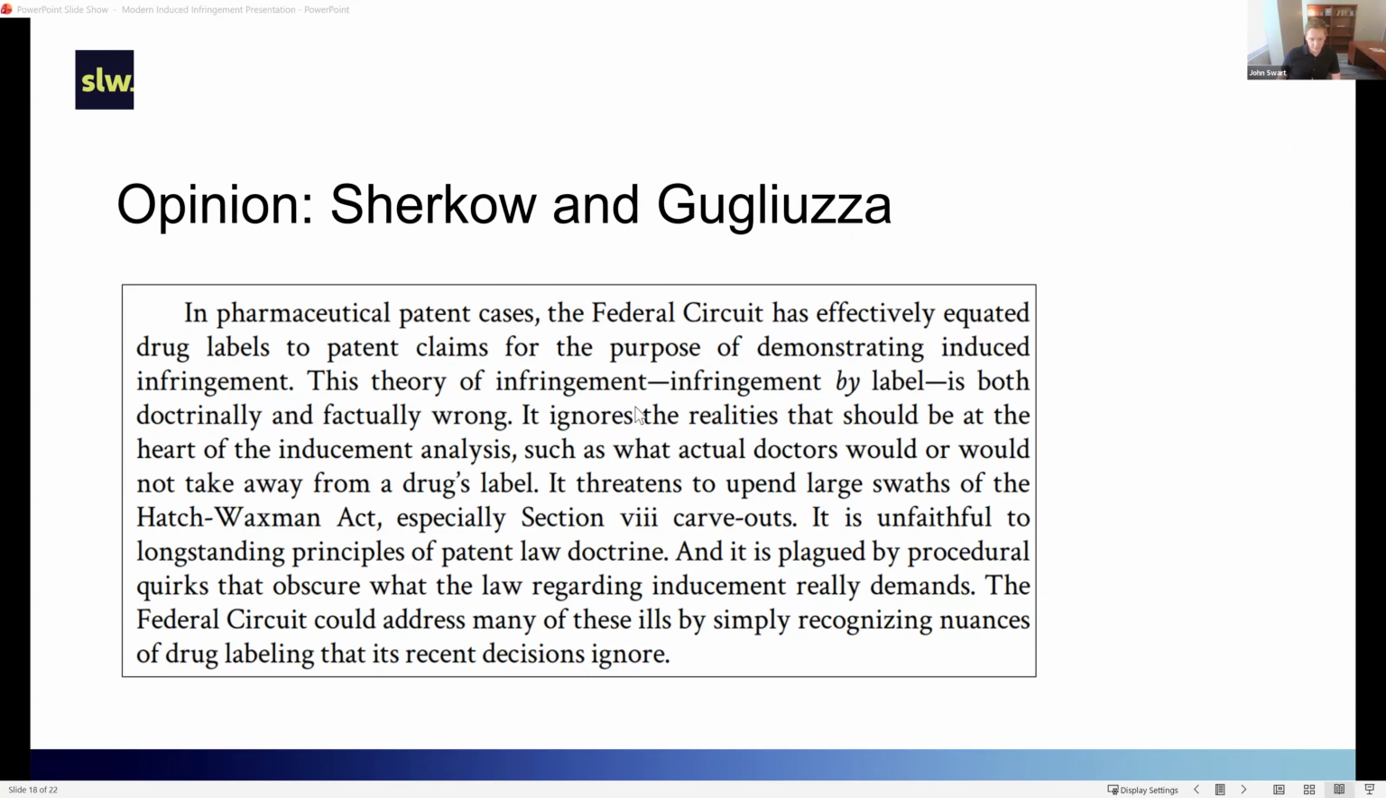And they go on to lay out an argument that this is doctrinally and factually wrong. It is incompatible with the policy behind the Hatch-Waxman Act, and it provides patent rights holders with too much power and too much monopoly, more than Congress originally intended. That's their thesis here. So Sherkow and Gugliuzza are hoping, I presume, that the Supreme Court decides in favor of the generic rights holder.